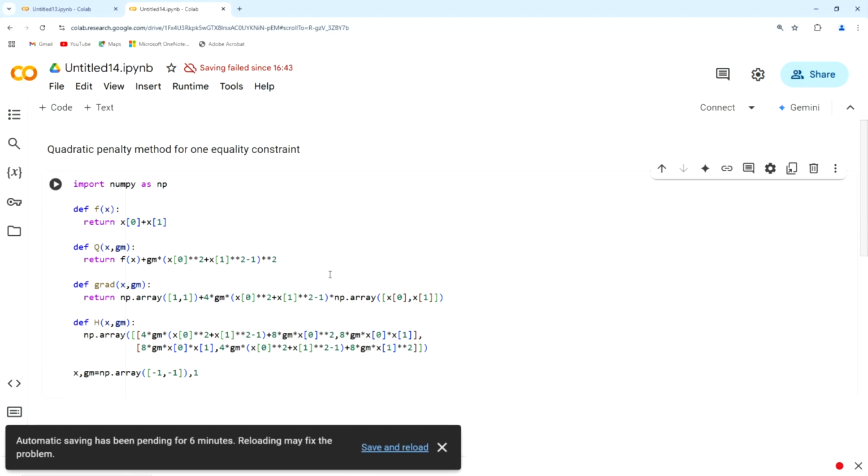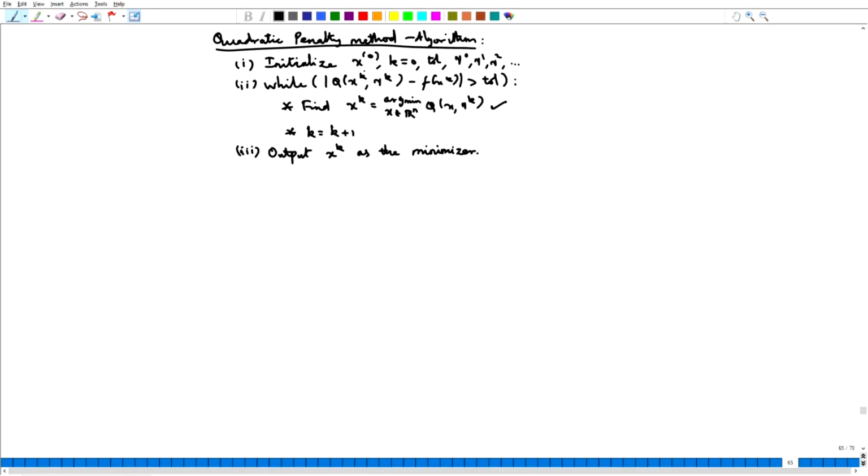So, if you recall the code, we initialized x 0, we have k equal to 0, and tolerance we will initialize as 1 e minus 6, and this sequence gamma 0, gamma 1, gamma 2 and so on, we will initialize gamma 0 as 1, gamma 1 as 2, gamma 2 as 4 and so on, okay. So, recall that we are considering this problem of minimizing x 1 plus x 2 subject to x 1 squared plus x 2 squared equal to 1, okay.